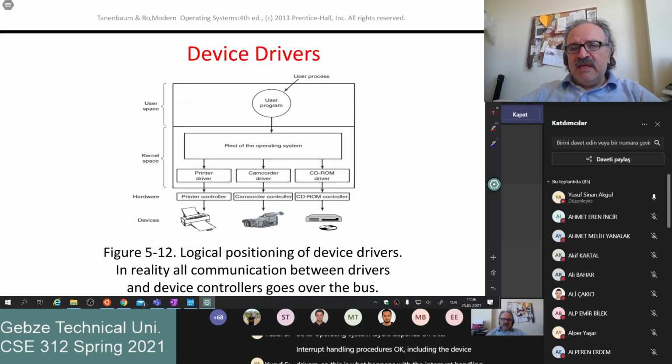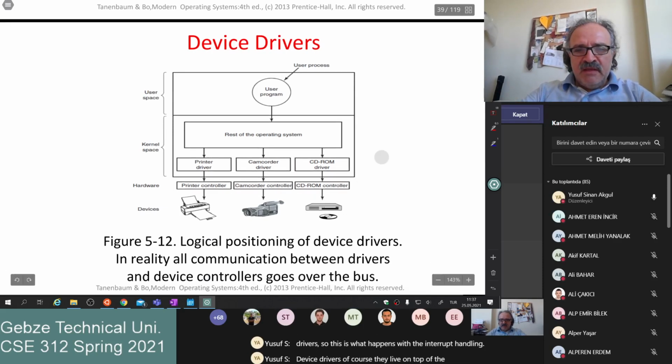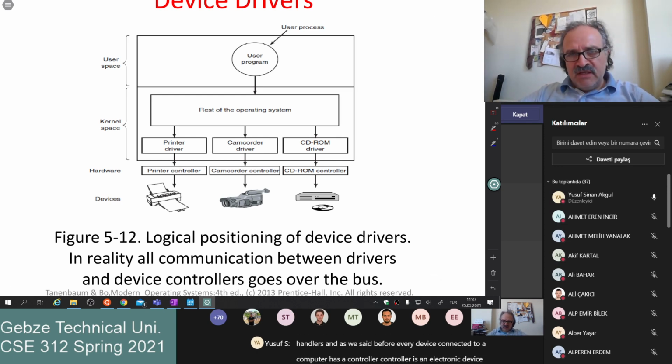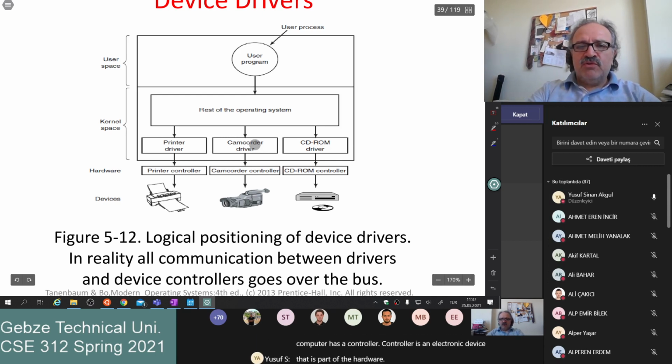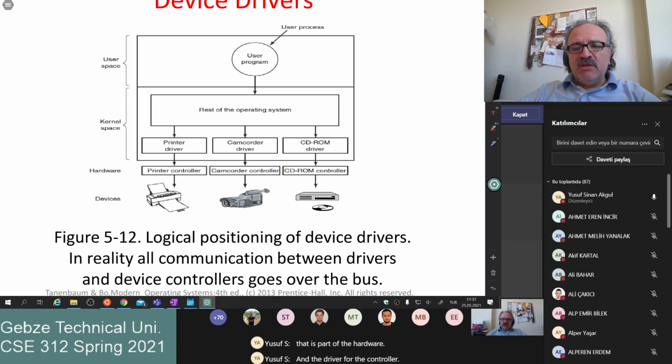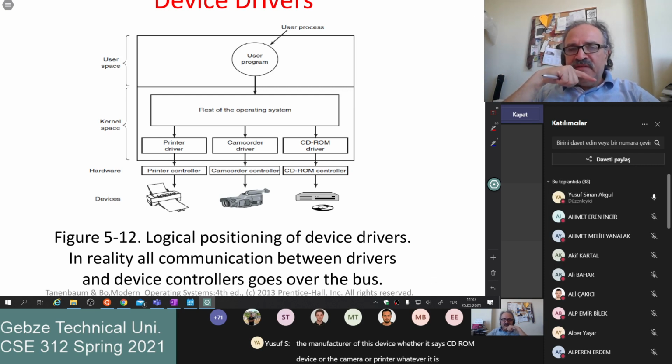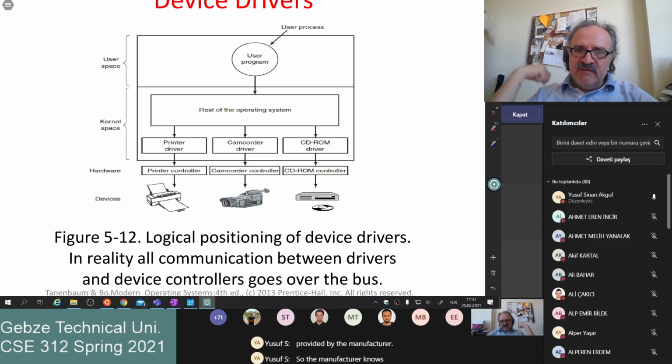Device drivers, of course, live on top of the interrupt handlers. And as we said before, every device connected to a computer has a controller. The controller is an electronic device, part of the hardware. And the driver for the controller is usually part of the operating system, and it is usually written by the manufacturer of this device, whether it's a CD-ROM device or the camera or printer, whatever it is. The driver is provided by the manufacturer. So the manufacturer knows the device very well, and it knows the controller.